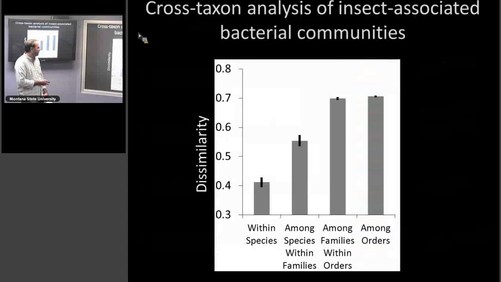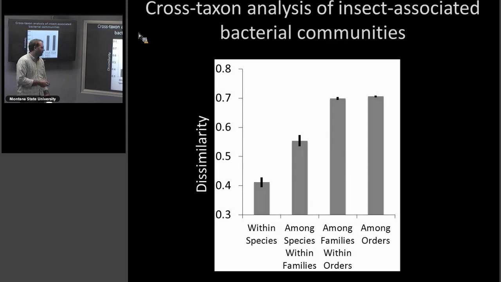So I had a paper that came out last year that was looking at cross-taxon analyses of insect-associated bacteria. Here we looked at 40 species of insects. We had replicates for each species, so we were able to look at within versus among individual insects. Here on the y-axis is community dissimilarity, so the lower down you are, the more similar you are. Within a species, they have very similar communities to one another. As you move back in taxonomy, you have less and less similar. By far the driving force of what lives in an insect is how related they are to one another.